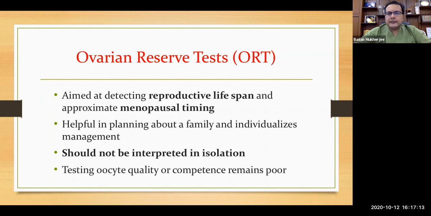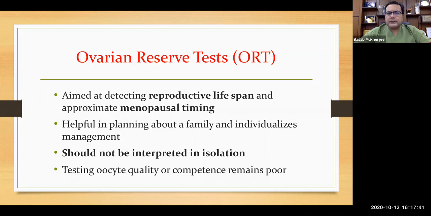I think over the last decade or two, we have been much more aware of ovarian reserve than ever before. One of the main reasons is our ART colleagues, who have made us aware that the biological clock of many Indian women is running out. If you do not conceive early, there may be increasing chances of difficulty in conceiving later. So it helps in planning a family and individualizes management.